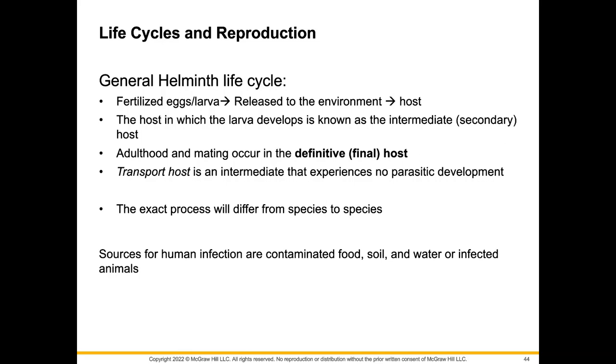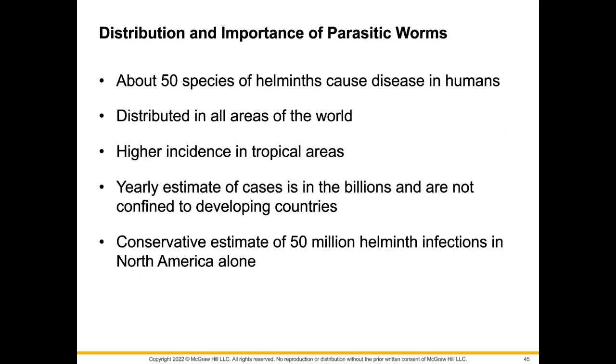But the exact process, just like we saw with molds or in fungi, is going to really be dependent upon species. So sources for human infection are contaminated food, soil, and water, or other infected animals. There are about 50 species of helminths that cause disease in humans. They're distributed throughout all areas of the world.